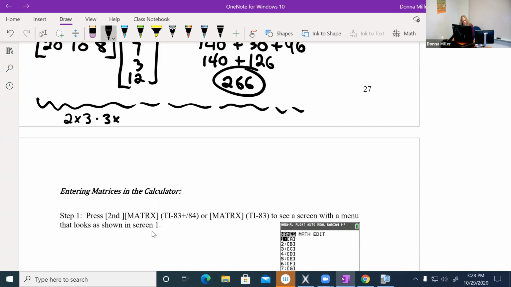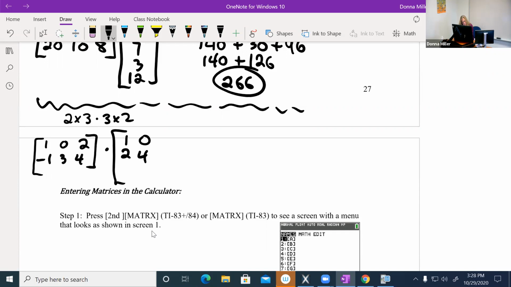Let's do this. All right, 2 by 3. So 2 rows, 3 columns. We'll multiply that by 3 by 2. All right, first of all, I can do that, right? Because the 3's are the same. My result should be what? 2 by 2.